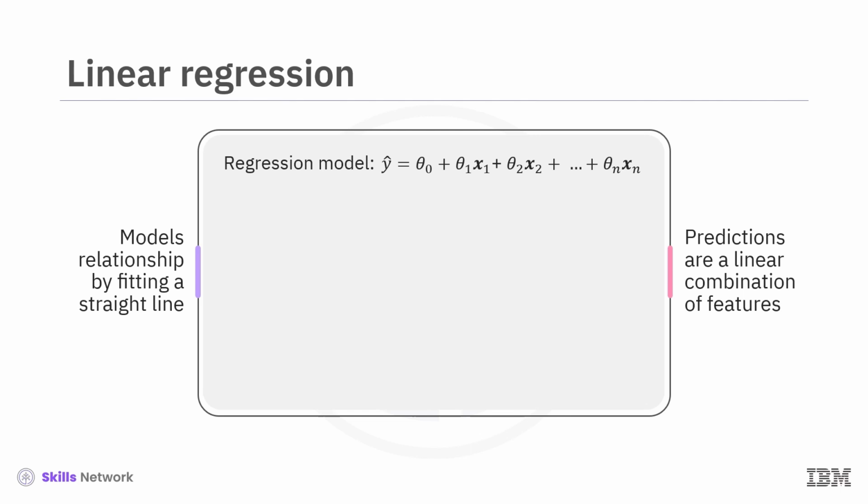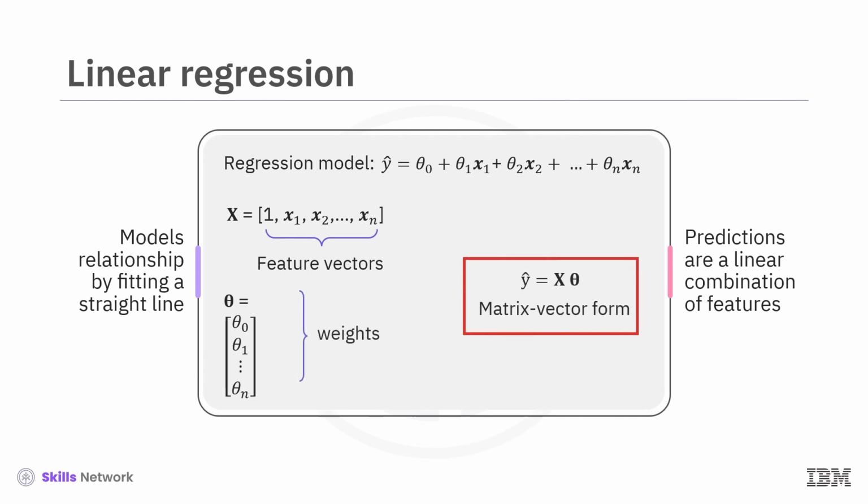Mathematically, the linear regression model is defined by a linear combination of the form y hat equals theta 0 plus theta 1 x1 plus theta 2 x2 plus theta n xn, where the xi are the feature vectors that can be represented as a matrix X that includes a constant value of 1 in the first entry to account for the bias, or intercept term, theta 0, and the thetas are the unknown weights, which can be represented as a matrix theta. The weights are commonly referred to as the coefficients of the linear regression model.